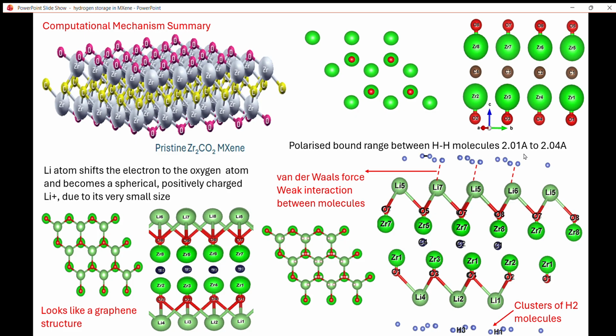When this cluster of hydrogen molecules starts to gather around the lithium ion, this gives a hint that hydrogen can be sustained with the lithium ion in the form of molecules, by a strong van der Waals force of attraction between the lithium ion and the hydrogen molecules. So hydrogen is stored in MXene as a molecule, and this suggests hydrogen may be stored in MXene. Okay, hopefully you understand this mechanism.